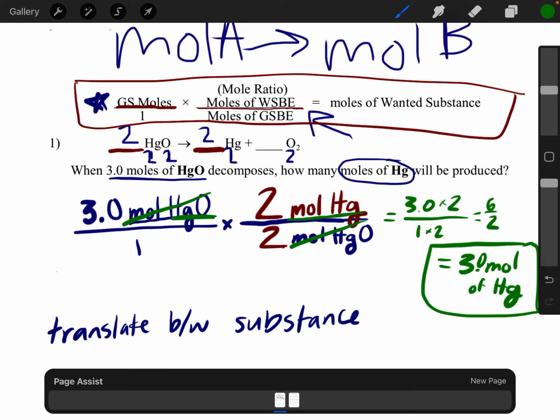And we're going to keep using that mole ratio and converting between moles of one substance to another as we do our stoichiometry problems and when we eventually get to four fraction problems.